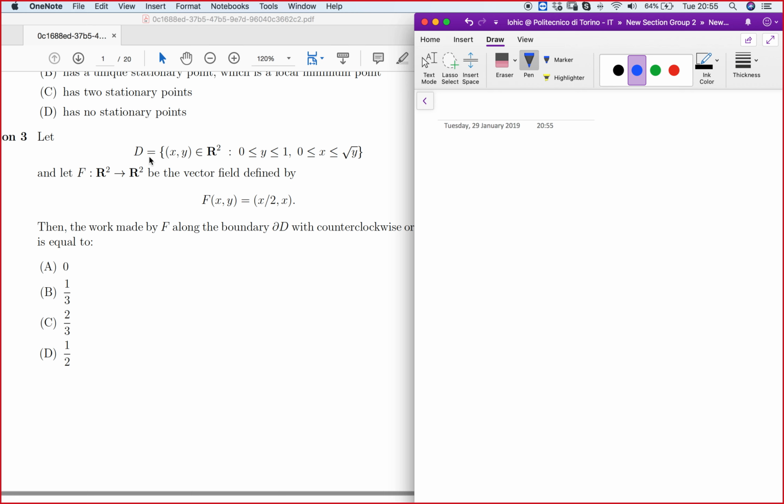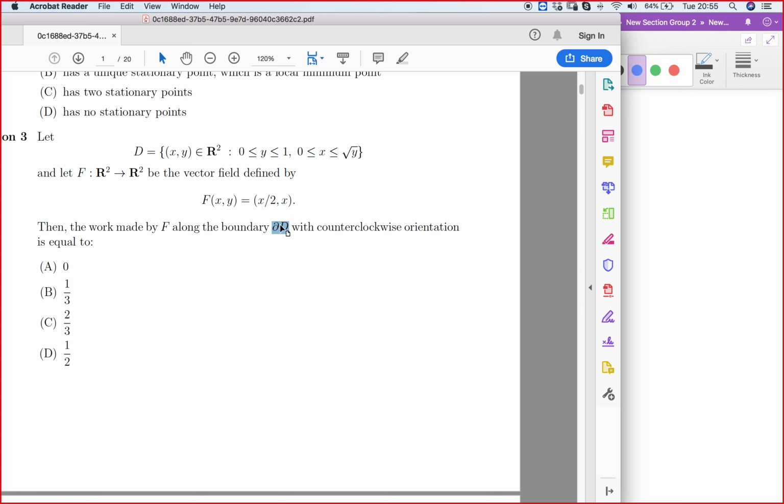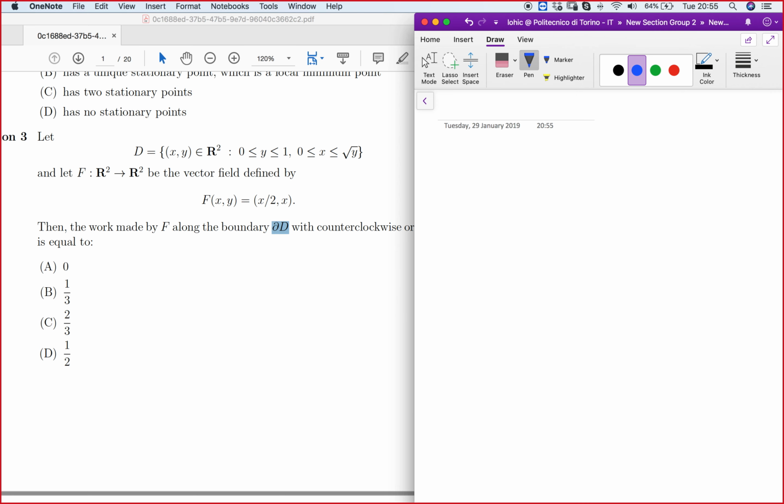Please notice that they gave you the domain D, but they want the work on the border of the domain. So you don't know the boundary. Basically this is an application of the Green theorem, right?